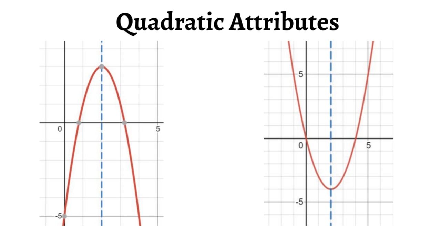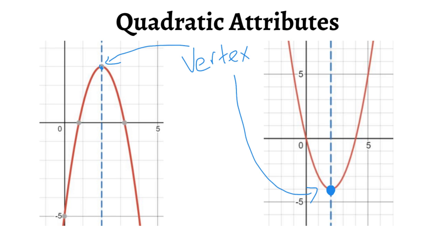Now, one of the first important attributes of a quadratic is known as the vertex. The vertex is this point right here of the quadratic. Let's see if I can write that. This point, or this point. So we call it a vertex because it's going to be either the lowest point of the graph or the highest point of the graph.